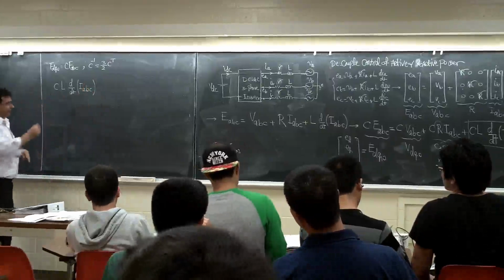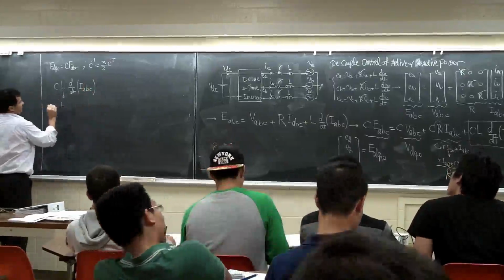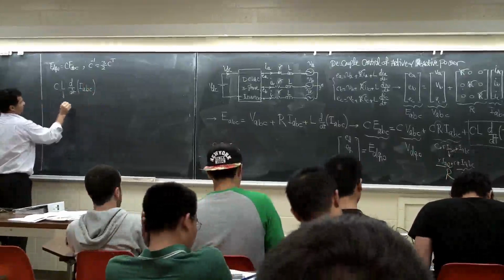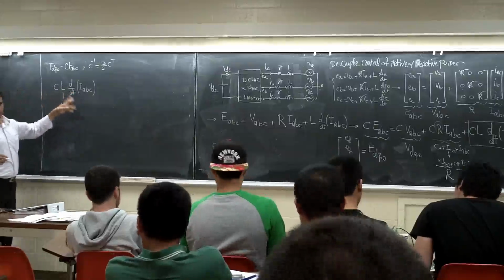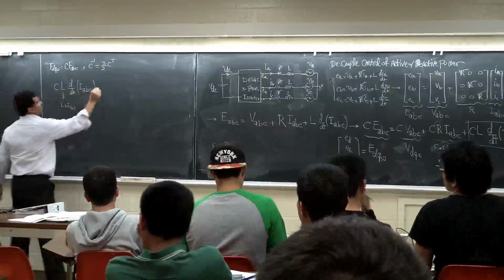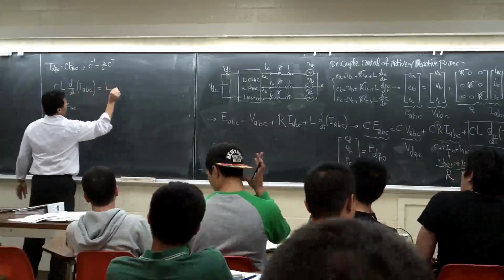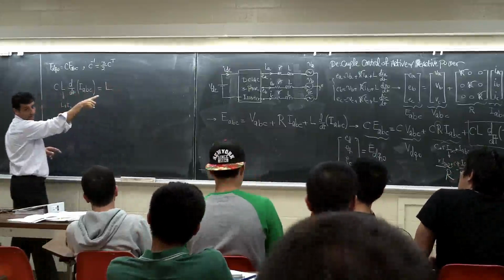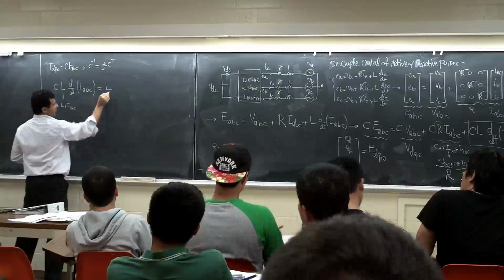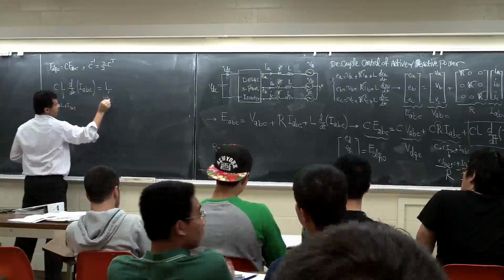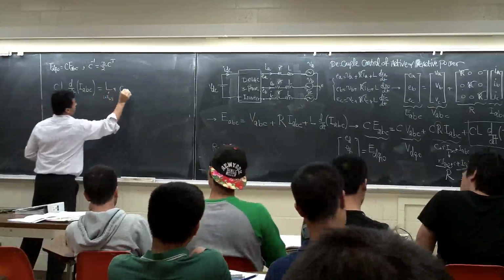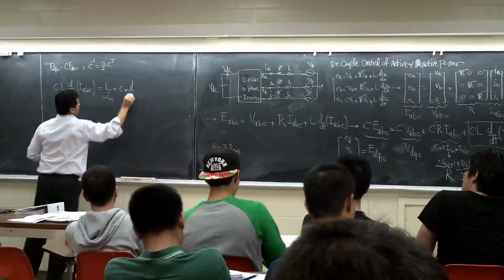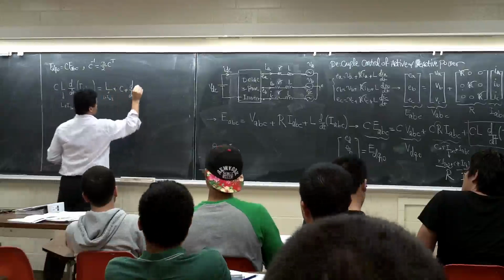What is L? Again, L. This one is L times I 3 by 3, right? I can switch these two, right? L is the matrix, right? This one is L times I 3 by 3 times C times d over dt IABC.